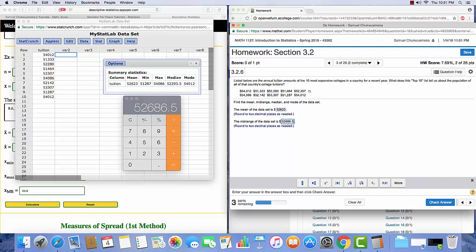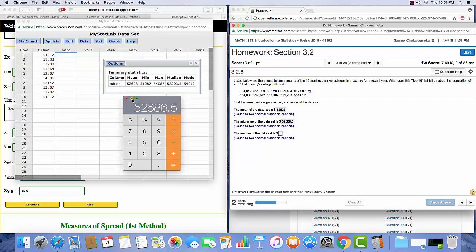Again, I repeat. The "as needed" means if your answer is less than two decimal places, write it as is. If your answer is two decimal places, write it as is. If your answer is more than two decimal places, then you have to round to two decimal places. That is what round to two decimal places as needed means, okay?